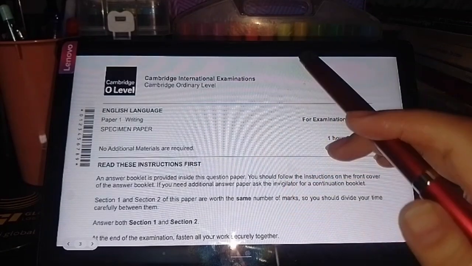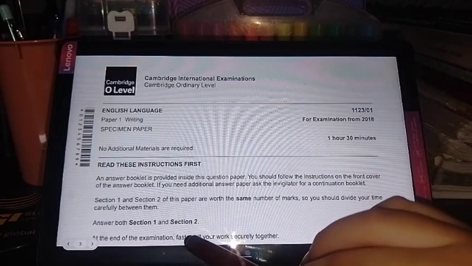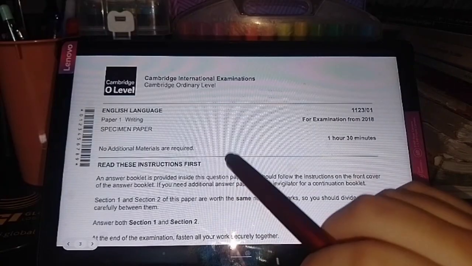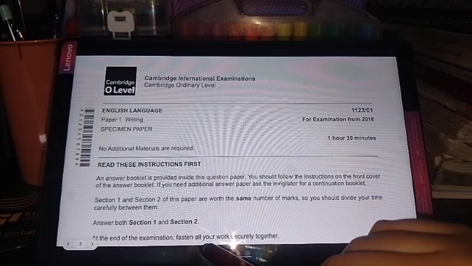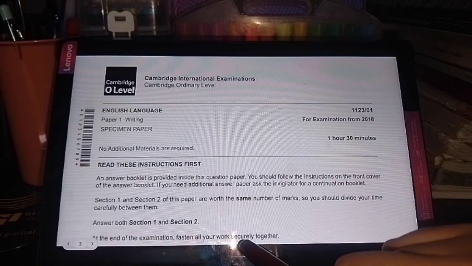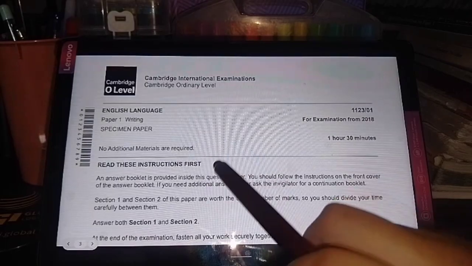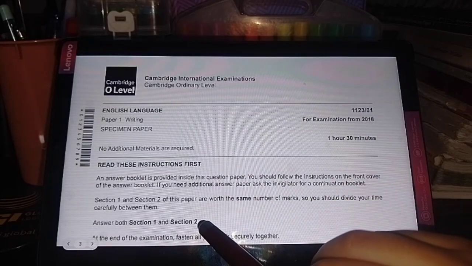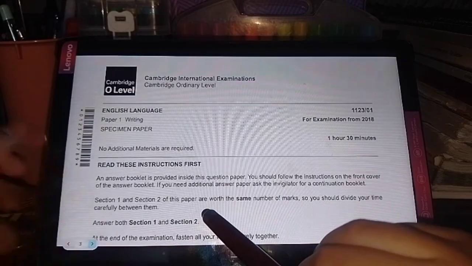Now, answer both session 1 and session 2. At the end of the examination, fasten all your work securely together. You had a chance to revise your paper. Okay, now the next one.